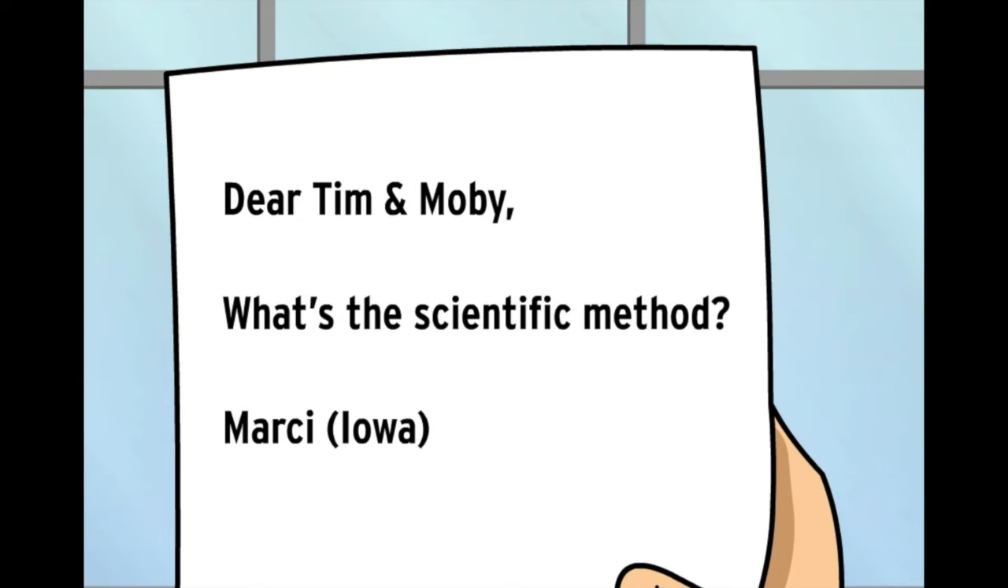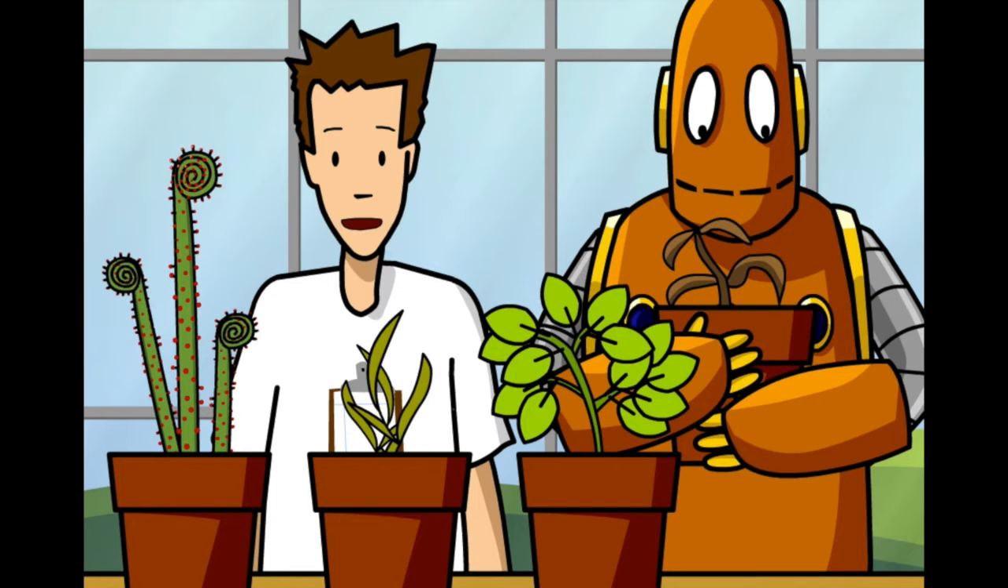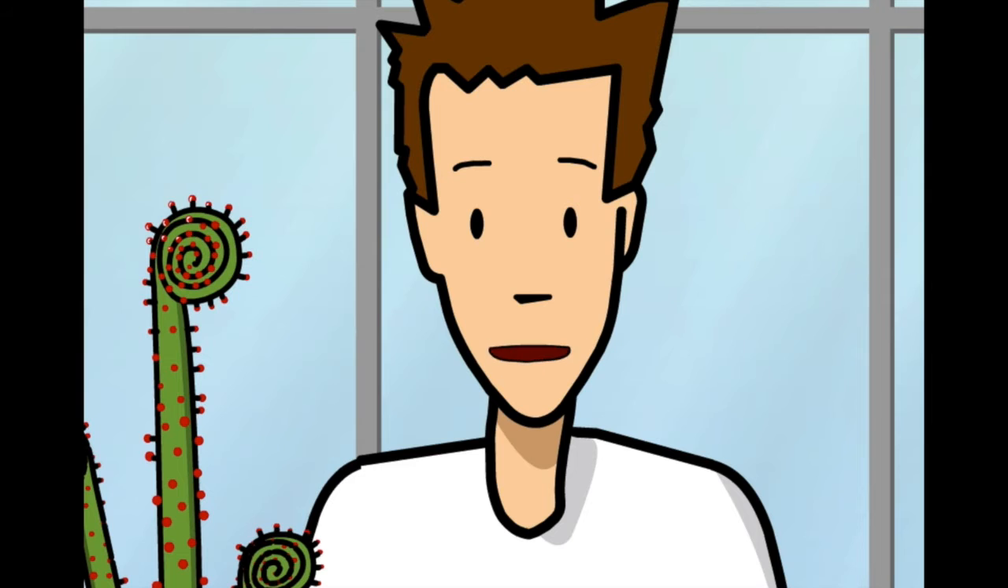Dear Tim and Moby, what is the scientific method? From Marcy. The scientific method is the procedure scientists use to help explain why things happen the way they do. When people are trying to understand the world around them, they often come across problems that they just don't know the answers to. This is where the logical, step-by-step method of scientific problem solving comes into play.